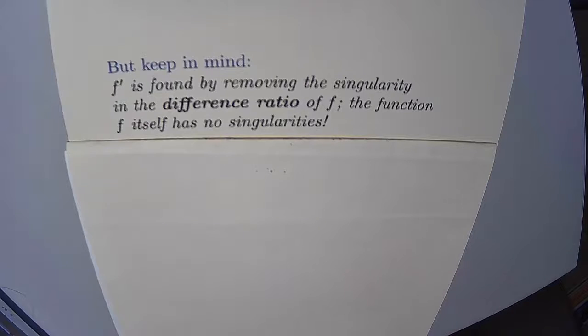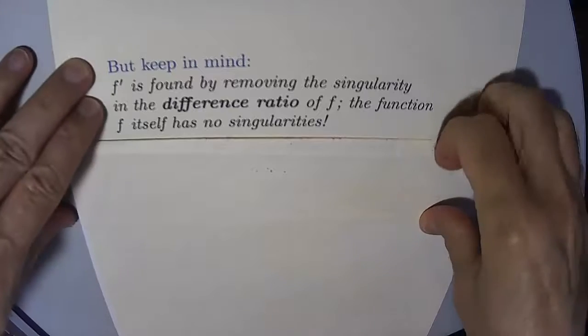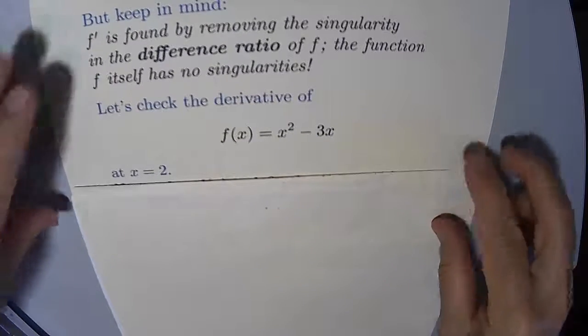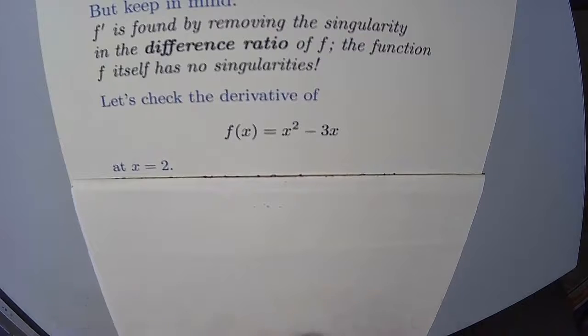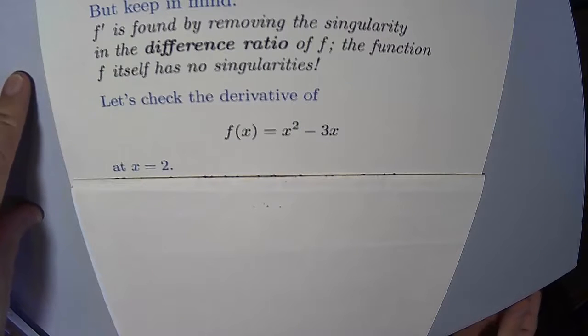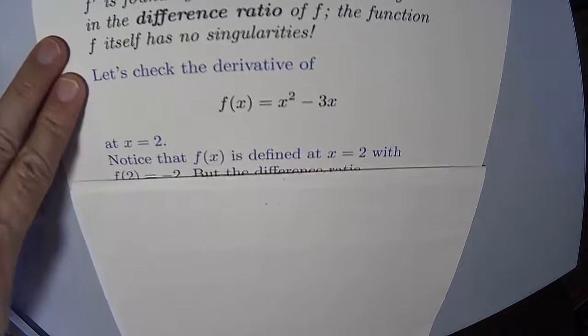Let me stress that we find f prime not by removing any singularities in f, because f is continuous and smooth and there are no singularities there, no gaps, no holes. We calculate f prime by removing the singularity in the difference ratio of f. Let's check to be absolutely clear about this. Let's pick another function that we haven't dealt with so far, like x squared minus 3x. It's still something simple. Pick an x, any x, let's say x equal to 2.